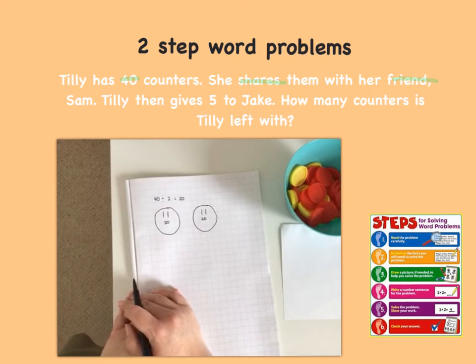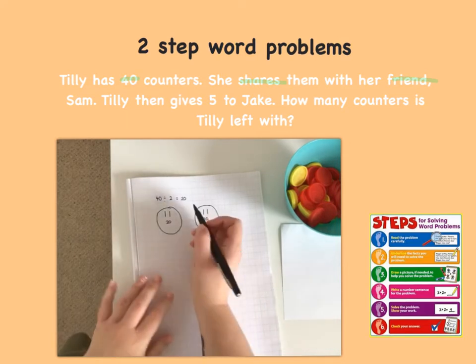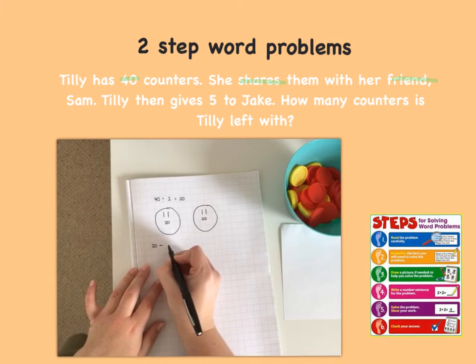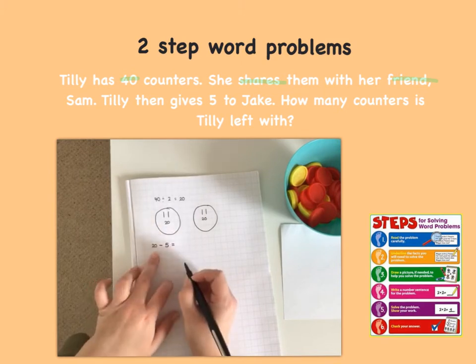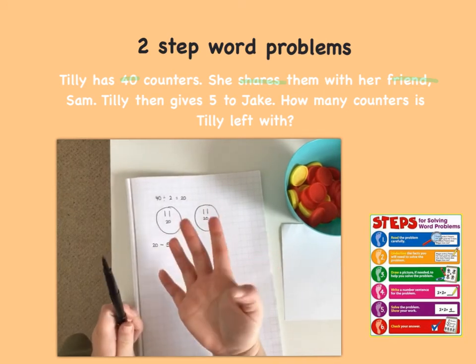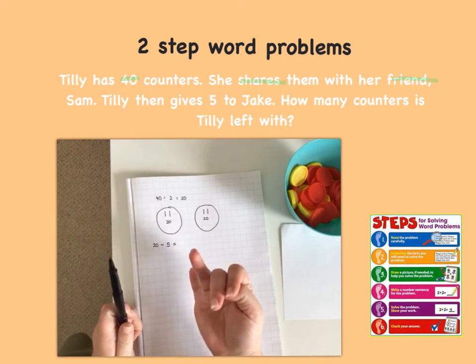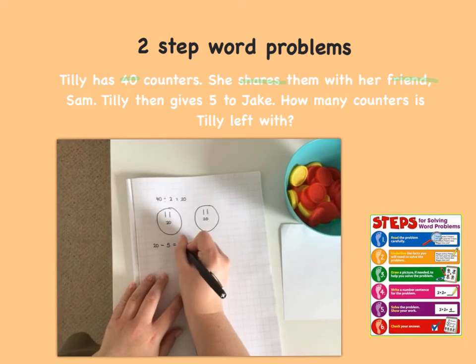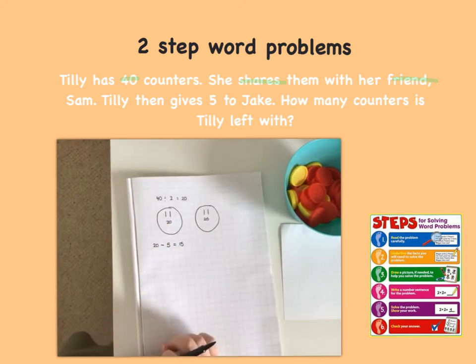Then the rest of the problem says Tilly then gives 5 to Jake. So Tilly has 20 and she's going to give 5. That means she's taking away 5 and giving them to Jake. So now we need to do 20 take away 5. And we could count backwards for this. 20, 19, 18, 17, 16, 15. So Tilly has 15 counters left.